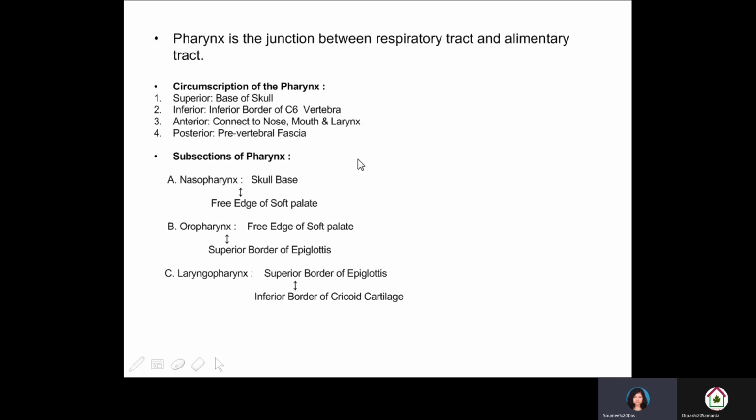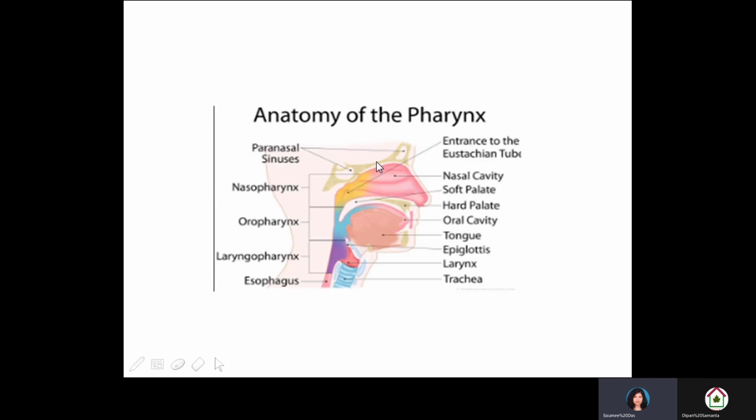Next is subsection of pharynx. That means parts of pharynx: nasopharynx, oropharynx and laryngopharynx. Nasopharynx lies from the base of the skull to the free edge of soft palate. This is the soft palate. This is the hard palate. So from here to here it is called the nasopharynx.